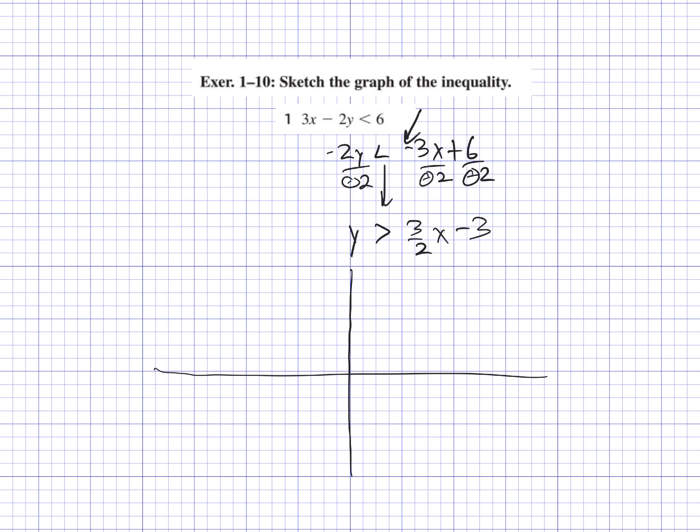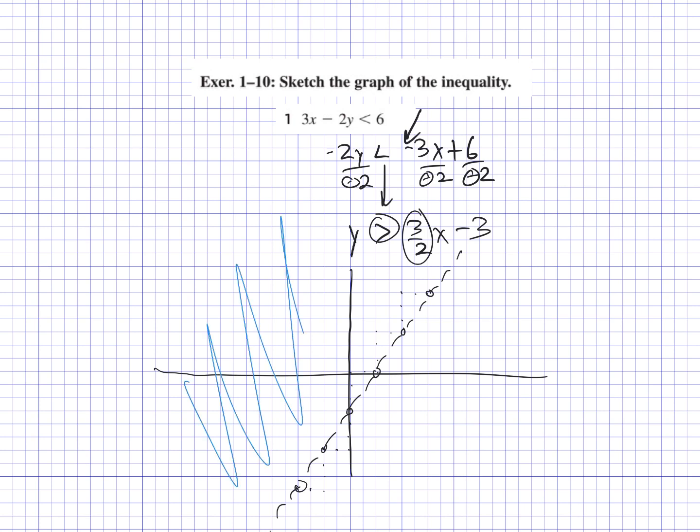All right, so if we graph this, it goes through negative 3, and it's not equal, so we need to put an open dot there, and the slope is 3 halves: up 3 and over 2, and go backwards, down 3 and over 2. And we put dotted lines in there. Now, the greater than means it's above the line, so we're going to shade above the line. So those are where all your answers are.